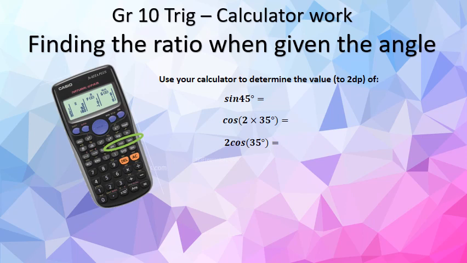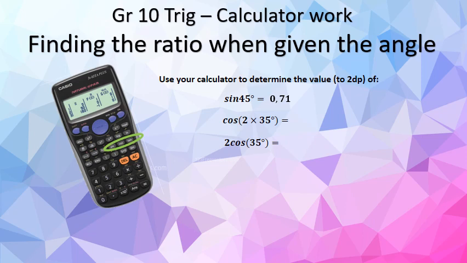So if you take out your calculator and look at sine, if you press the button sine, you'll see it's followed by an open bracket. Then type the number 45 and then press equal. And what do you get? 0.71. It is as easy as that. You type exactly what you see in front of you.